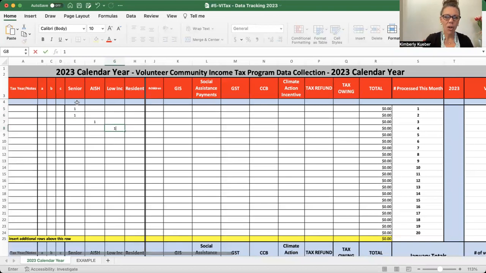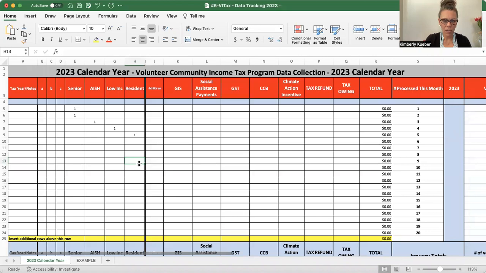And finally, if they're not a senior, they're not on AISH, and they're not low income, then you mark them off as a resident. The exception to this is if there is a co-file situation where a couple co-files their taxes. So in that situation, what you will see is under the tax year, you will say co-file 2022.